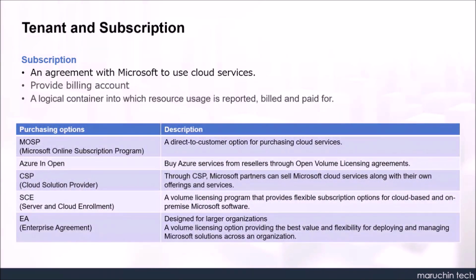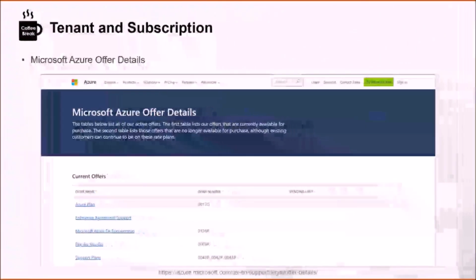There are multiple types of purchase options. If you are an individual using Azure, you would use MOSP. If you are using Azure as a corporation, you would use Azure in Open, purchasing through the CSP, SCE, or EA. For your information, Azure's offerings are updated frequently. You can check the currently active and terminated plans on the official website.